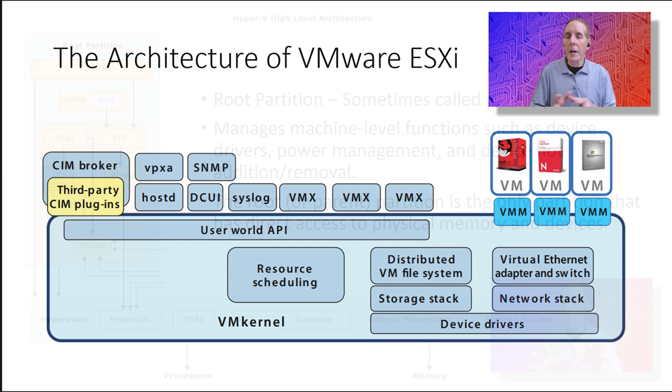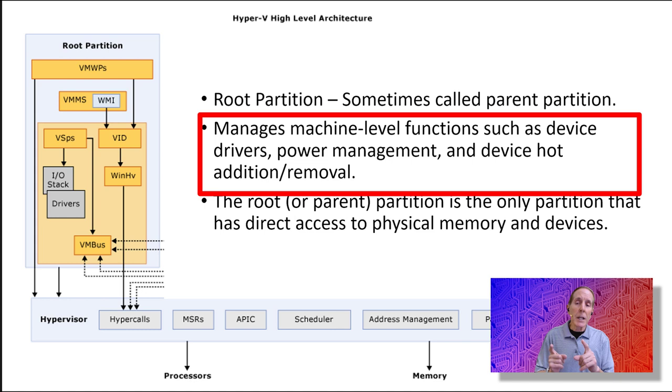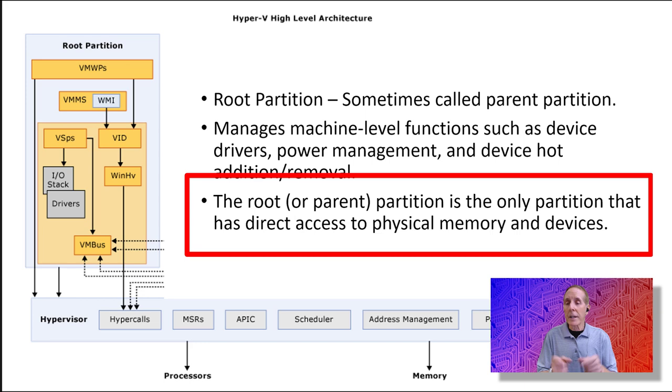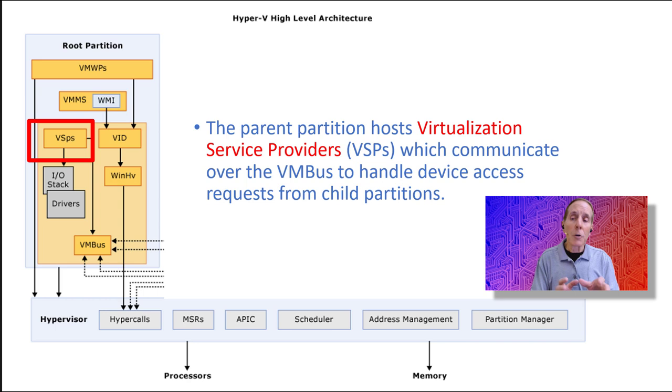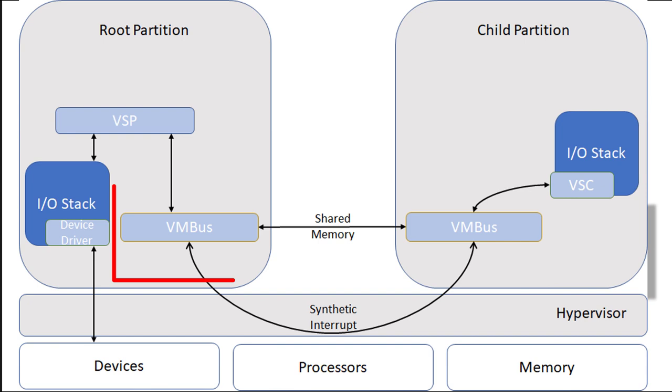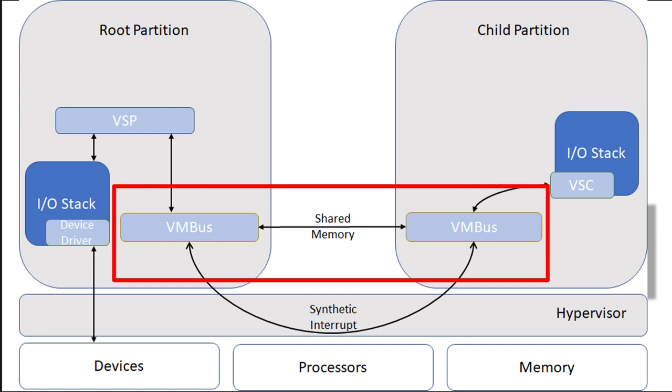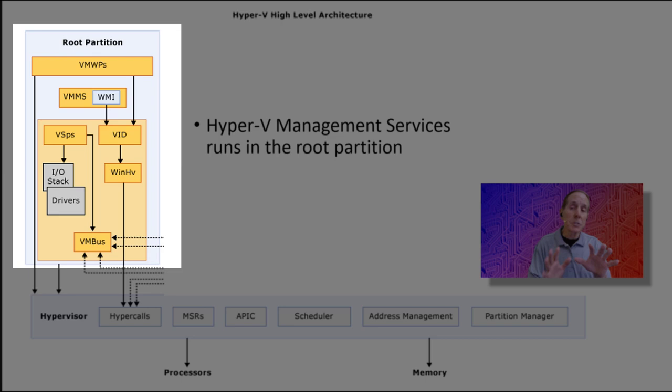Back to Hyper-V, the root partition, sometimes called the parent partition, manages machine level functions such as device drivers, power management, device hot addition, and removal. The root or parent partition is the only partition that has direct access to physical memory and devices. Now, the parent partition hosts what is known as virtualization service providers, or VSPs. These communicate over what is known as a VM bus. Now, VM bus is a chunk of memory that is used to allow communication between the parent partition or root partition and the child partitions that you set up. So when a child partition wants to access I/O, it communicates via the VM bus. Also, our Hyper-V management services run in the root partition.